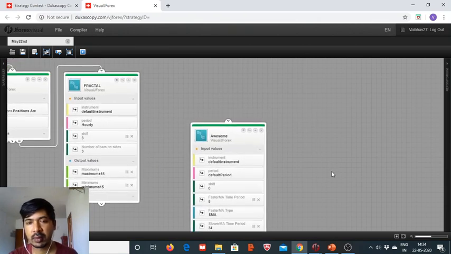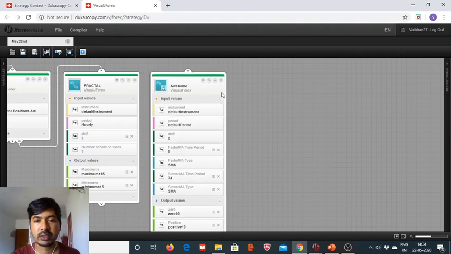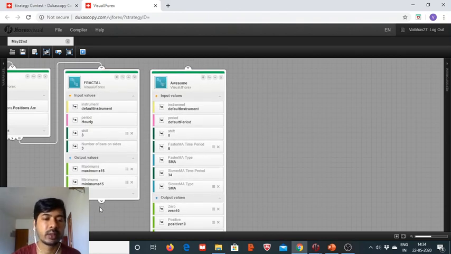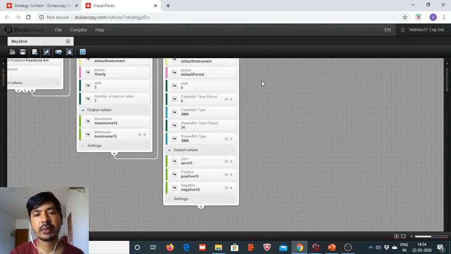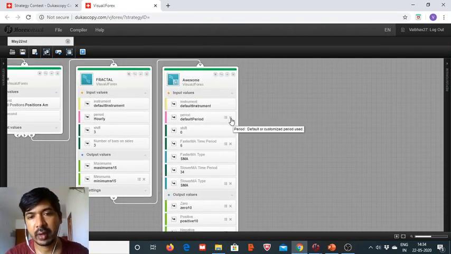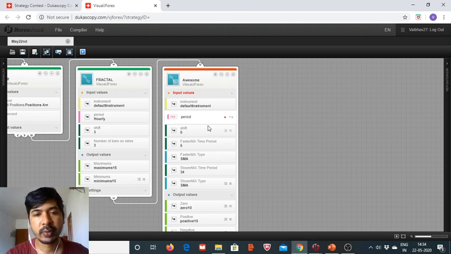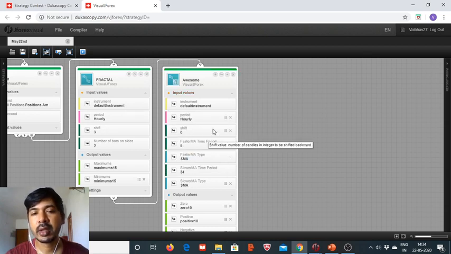Now we need to join it to the awesome oscillators, which will help us further optimize the setup. And this one also needs to be converted to hourly, and the shift should be 1, last hour's data we will be taking into consideration. So here we do that. Shift is 1.